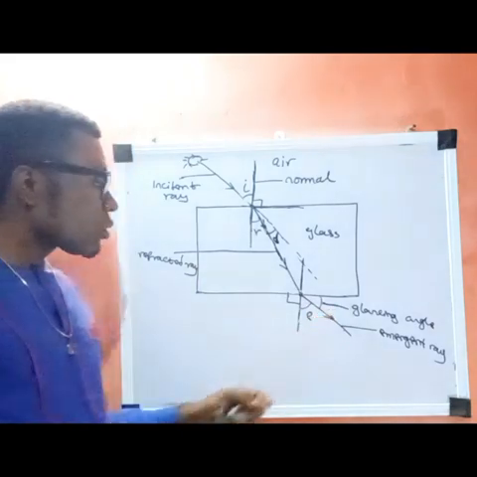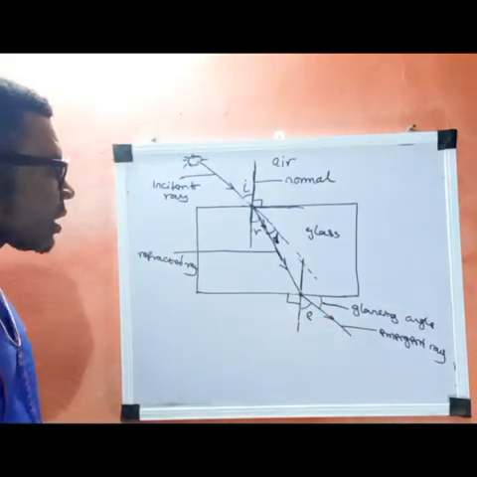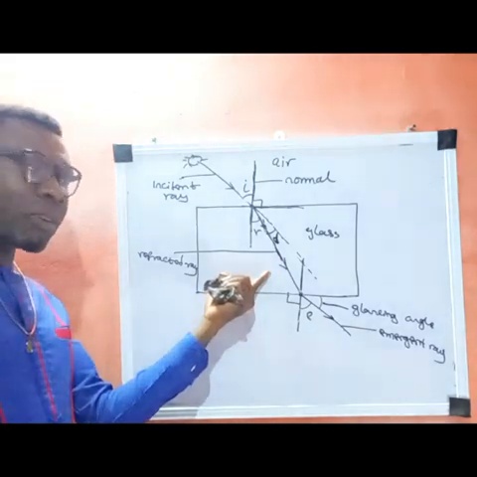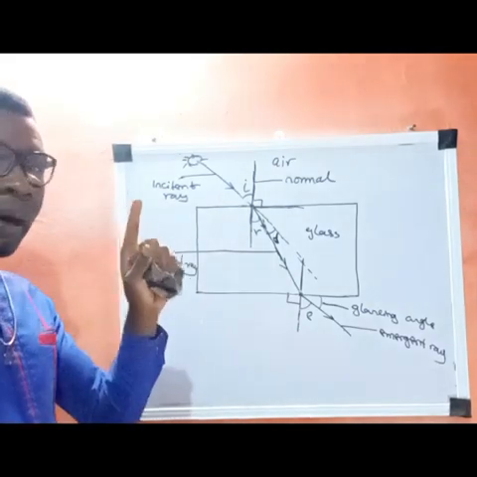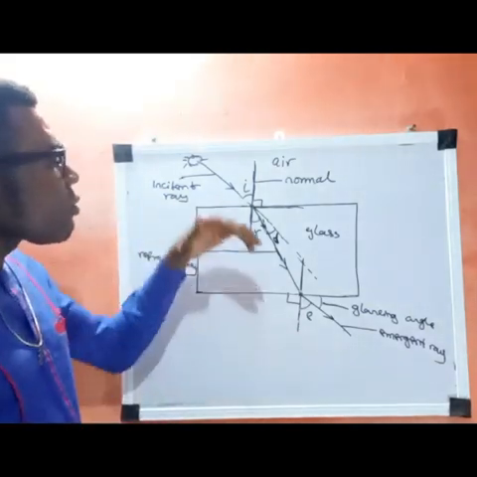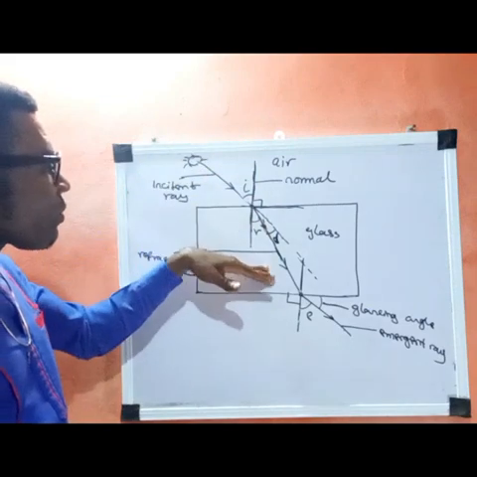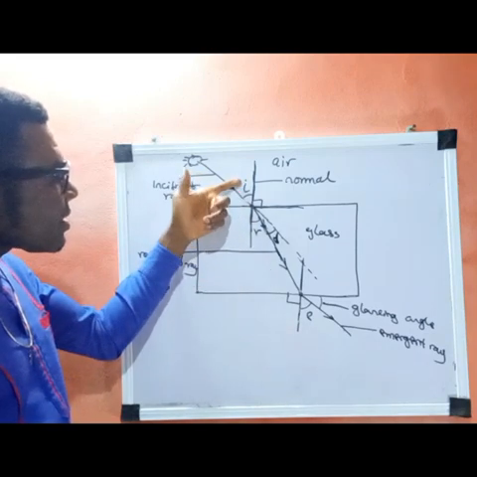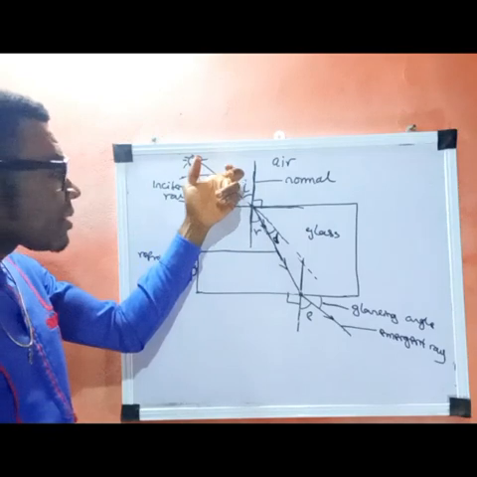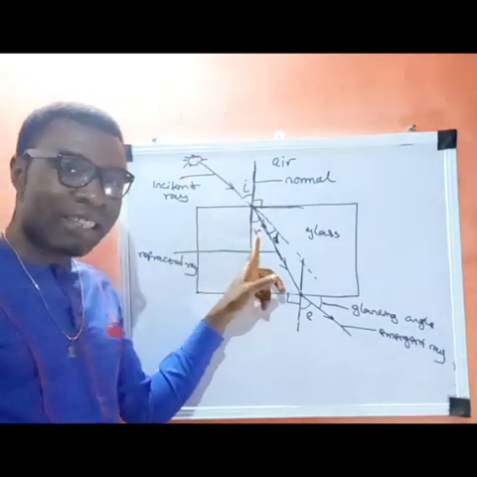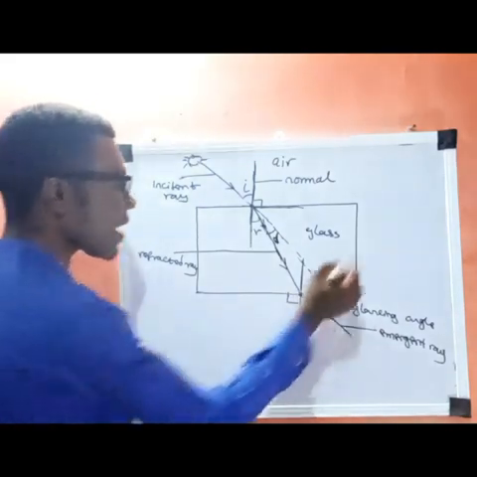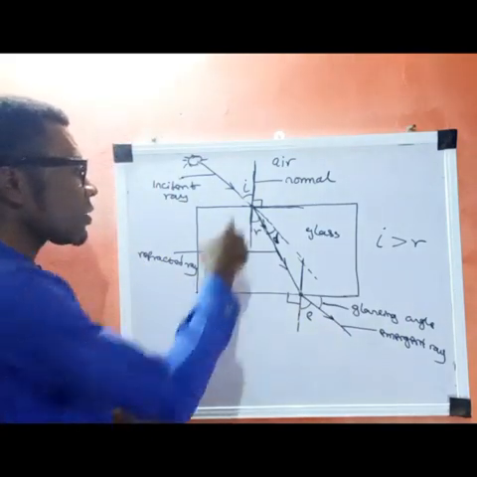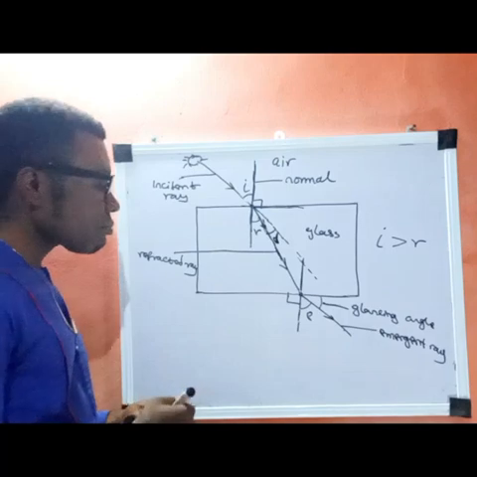Are you seeing that? So if we know these angles, there are principles that guide this rectangular prism. And what are those principles? Number one is that when a light ray moves from air to glass, or from a less dense medium to a denser medium, the angle of incidence in the less dense medium is greater than the angle of refraction in the denser medium. That means that I is greater than R.